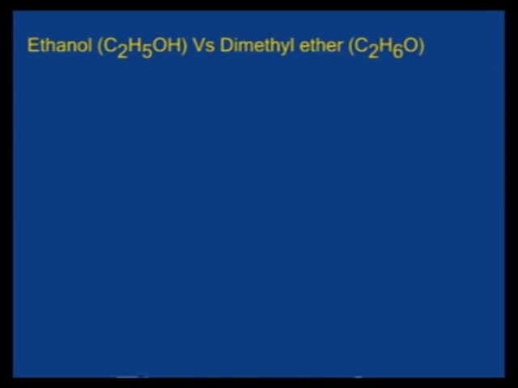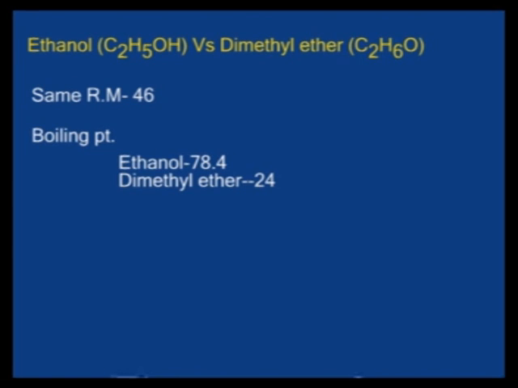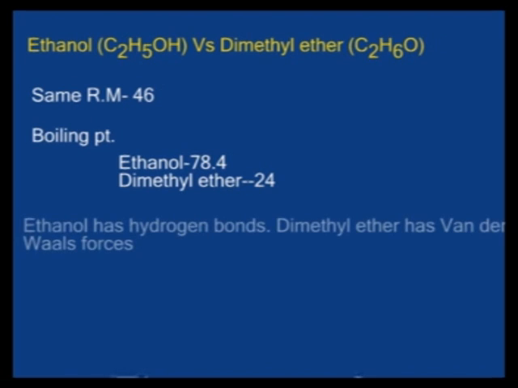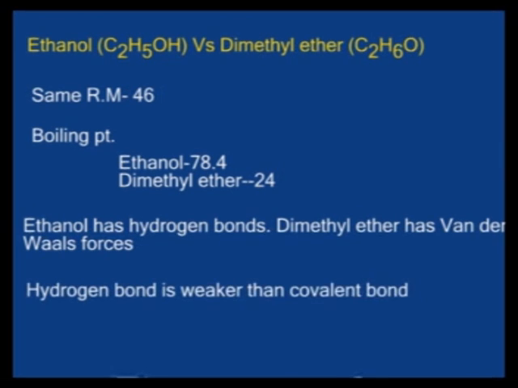Now, this phenomenon is also seen in comparison of ethanol and dimethyl ether. Both compounds have the same relative molecular mass of 46. However, ethanol has a higher boiling point of 78.4 degrees Celsius compared to dimethyl ether, which has negative 24 degrees Celsius. This is because ethanol has hydrogen bonds as intermolecular forces, while dimethyl ether has the weak van der Waals forces. We have said comparatively, hydrogen bonds are stronger than van der Waals forces. The hydrogen bond is, however, weaker than the covalent bonds.